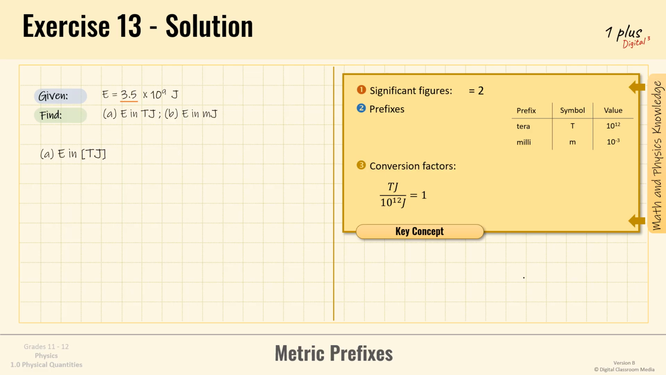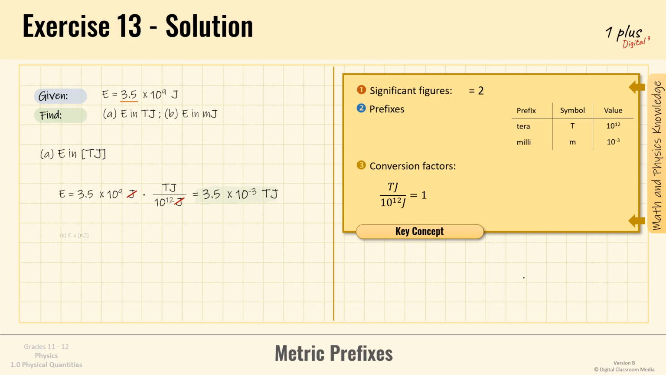Now we calculate 3.5 times 10 to the power of 9 joules multiplied by 1 terajoule divided by 10 to the power of 12 joules. The units of joules cancel out. For the powers of 10, we obtain 10 to the power of 9 divided by 10 to the power of 12. This equals 10 to the power of minus 3. Therefore, we obtain 3.5 times 10 to the power of minus 3 terajoules.